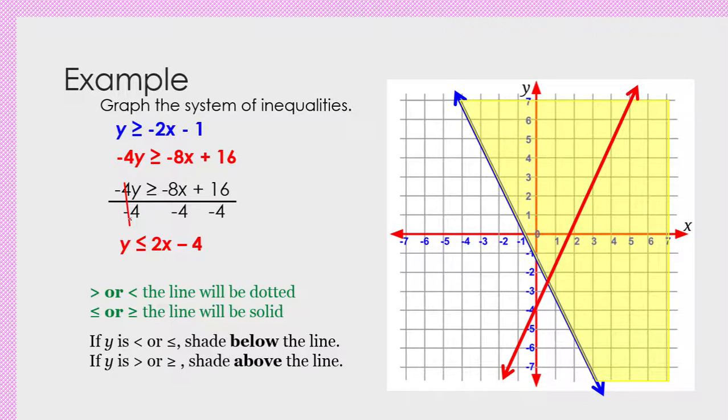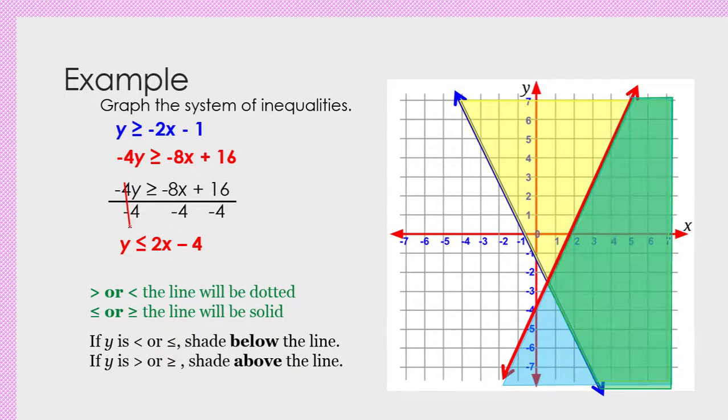Let's plot that. It is a solid line, and because it is less than or equal to, we are going to shade below the line. Now that we shade that, the region that overlaps right here, that is where the solutions will be.